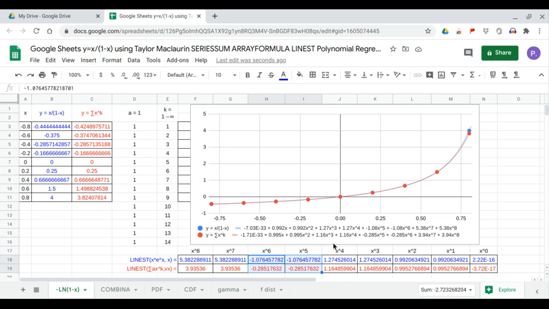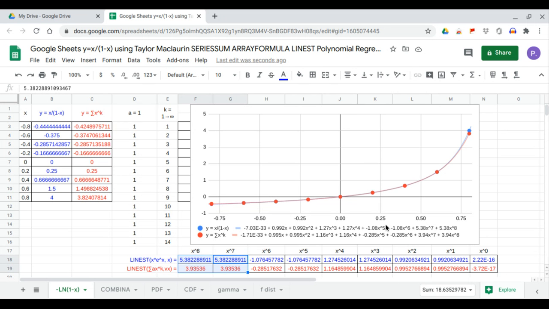X to the 5th and x to the 6th, so x to the 5th. So 1.07 negative and this one is positive. This is negative for x to the fifth, negative, negative, but x to the sixth, they're also negative. So x to the fifth and x to the sixth, they have the same coefficients, and x to the seventh and x to the eighth, they do have the same coefficients.